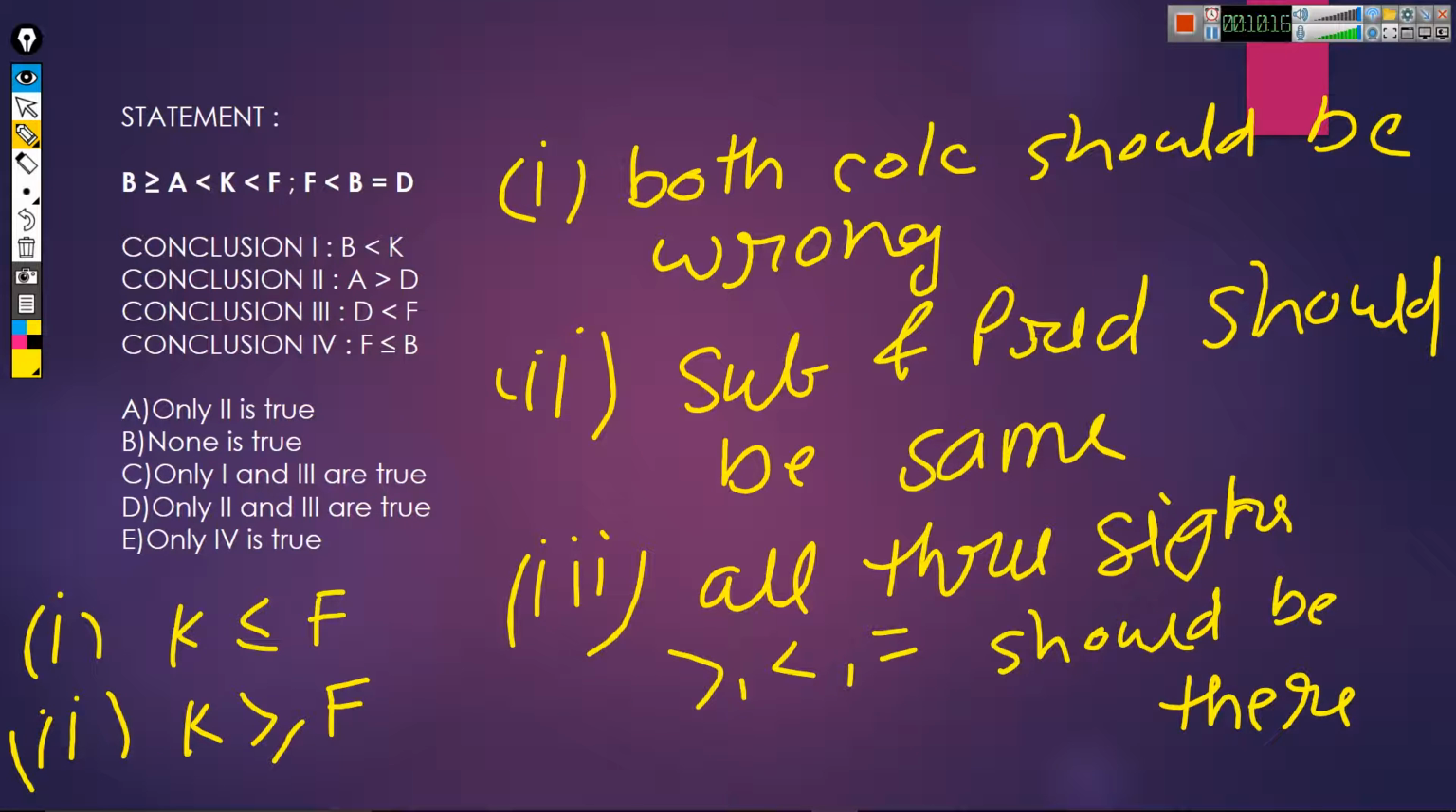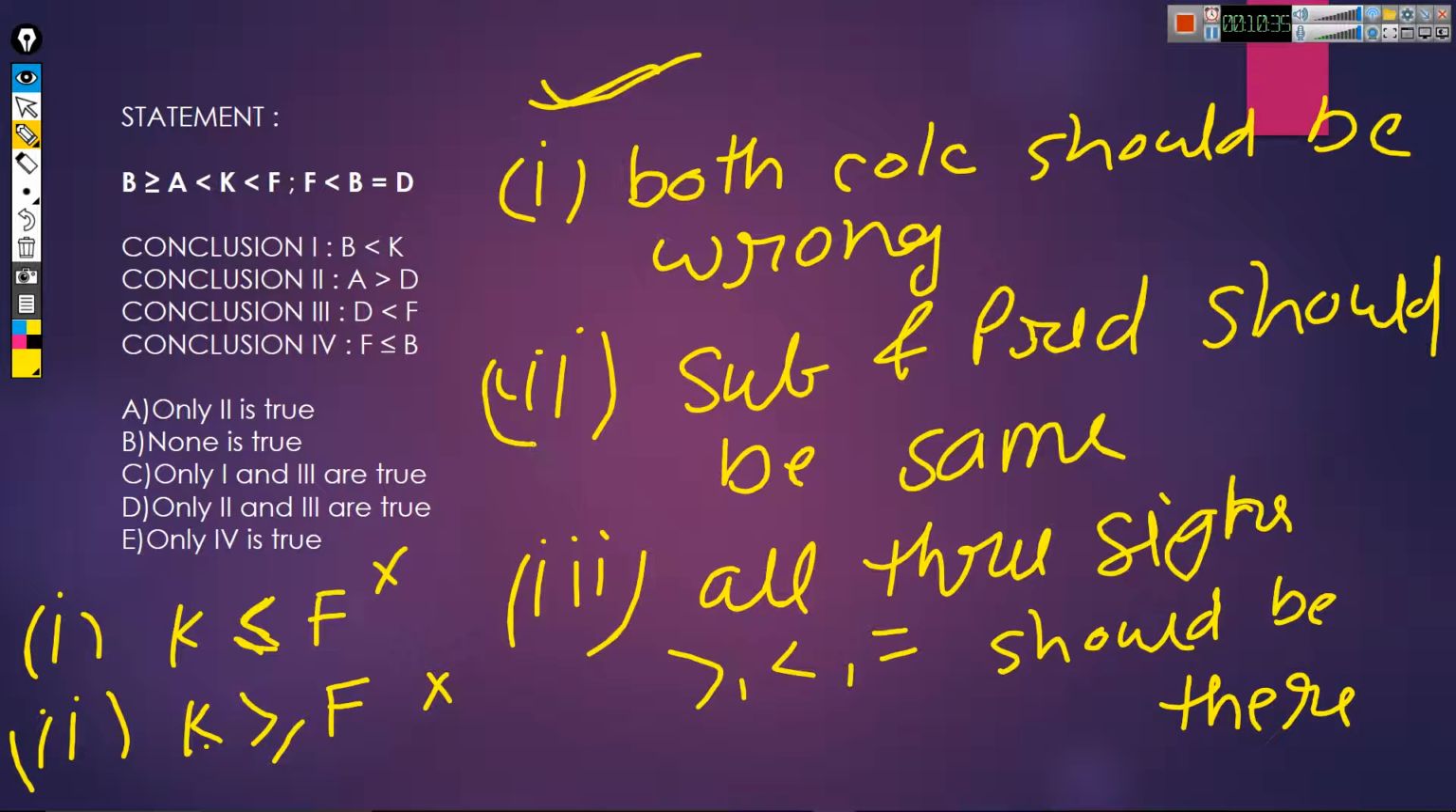Check here, K to F, K is less than F. Here is given K is less than equals to F. So this conclusion is wrong. Again, conclusion number two is K is greater than equals to F, K is less than F. This conclusion is wrong. So both conclusions should be wrong. Okay, condition number one is correct.